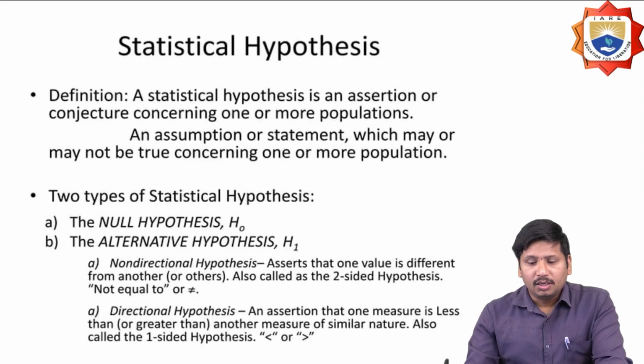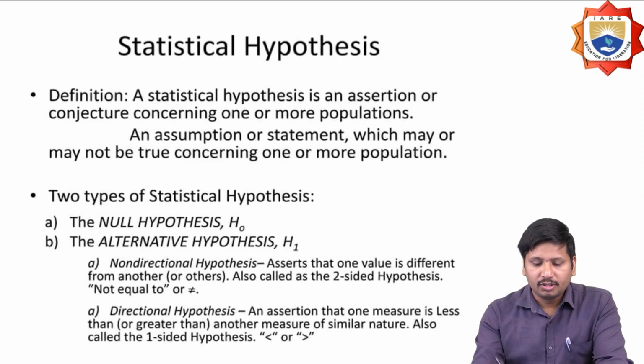A statistical hypothesis is defined as an assertion or a conjecture concerning one or more populations. There are two types of statistical hypothesis.